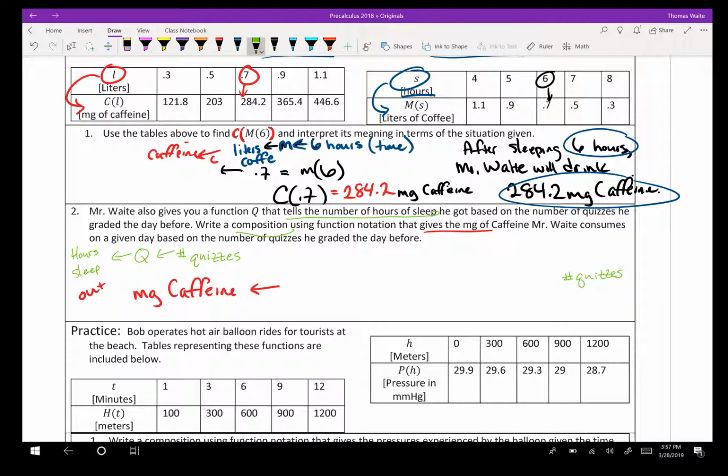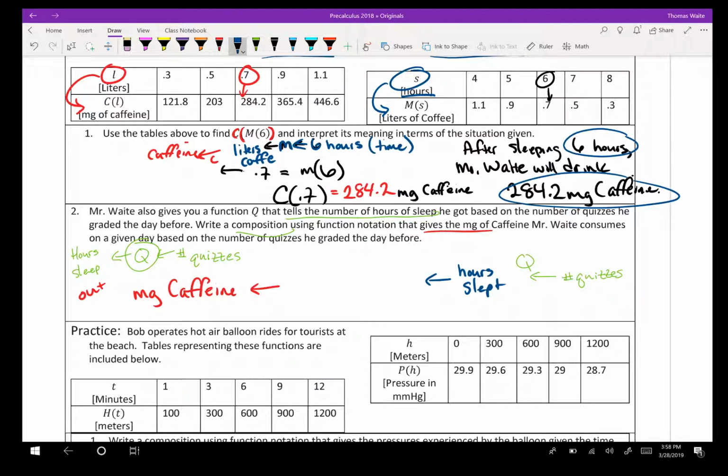So then when I'm composing functions, I just have to find the steps to take me all the way from number of quizzes to milligrams of caffeine, and just write them in the appropriate order. So first, I see number of quizzes. I'm looking for a function that takes in that. I only know q is a function that can take that in. So q would be my first step, and q gives me hours slept. Okay, so that'll give me hours slept.